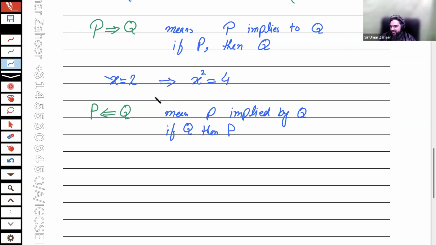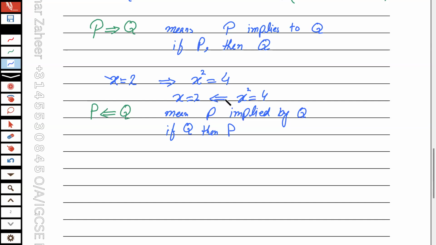is it possible that if you have x, x square is equal to 4, you can imply that x is equal to 2? Is it possible? If you have x square is equal to 4, it can be implied by x is equal to 2. Yes.